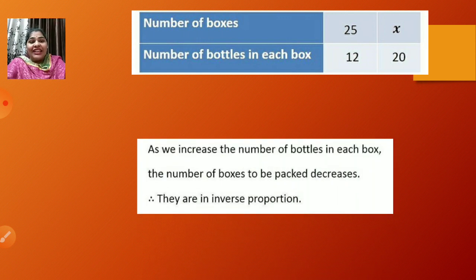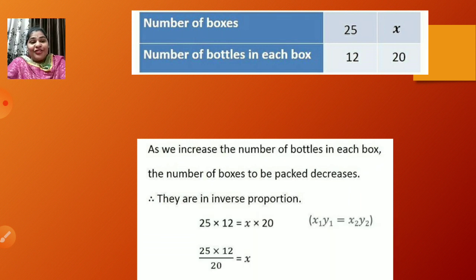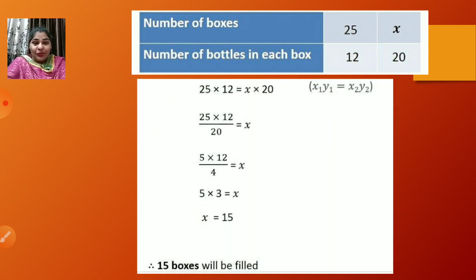Now, as we increase the number of bottles in each box, obviously the number of boxes required will be less. So this is an example of inverse proportion again. So let us take x1 y1 is equal to x2 y2. Substituting the values, we get 25 into 12 is equal to x into 20. So 25 into 12 upon 20 will be equal to x, that is x is equal to 15. How to solve the equations you all know very well, children, right? So 15 boxes will be filled.